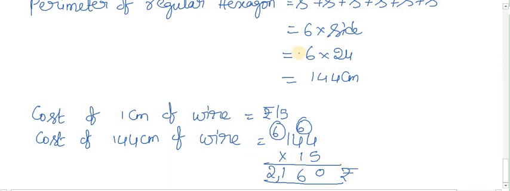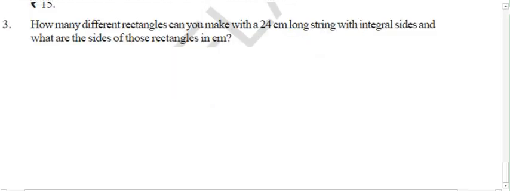Okay students, now we'll move on to the next question. So what is the question he is asking here? How many different rectangles can you make with a 24 centimeters long string with integral sides, and what are the sides of those rectangles in centimeters? So that means my perimeter is 24 centimeters, right? My perimeter will be 24 centimeters.